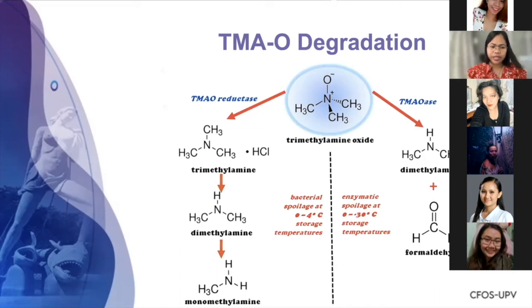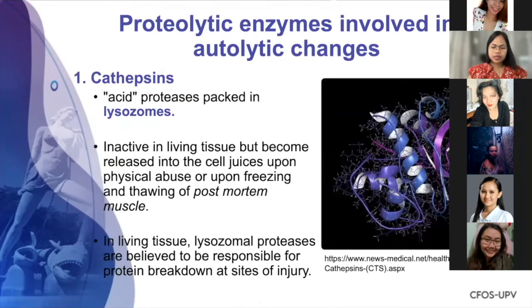And also, note that the end product of bacterial spoilage or TMAO degradation caused by bacteria is DMA, just like the TMAO degradation caused by enzymes, and also the monomethylamine. So, ito yung difference ng dalawang processes. Next, ayan, can be enzymatic or bacterial.